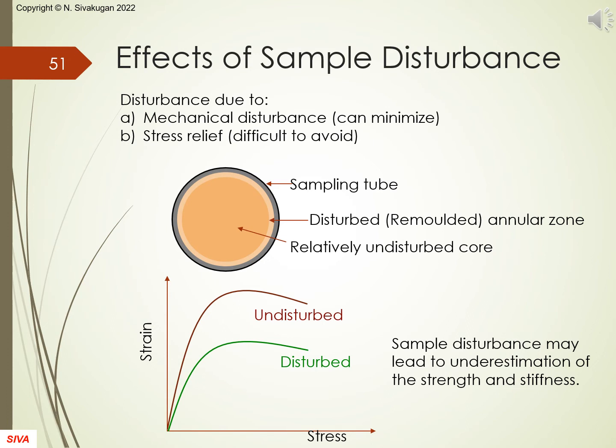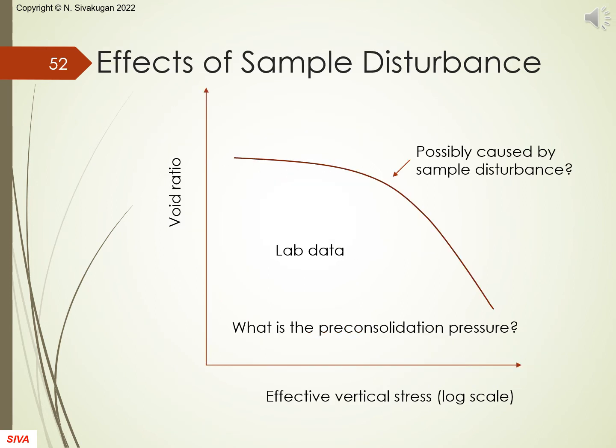Sampling tubes are used to recover clay samples from the sites at various depths. The samples undergo mechanical disturbance due to the sampling operation, and also stress relief due to the removal of overburden pressure. The disturbance is mostly pronounced along the annular region of the sample near the wall. The inner core is relatively undisturbed. Sample disturbance can destroy the clay fabric and lead to underestimation of the strength and stiffness.